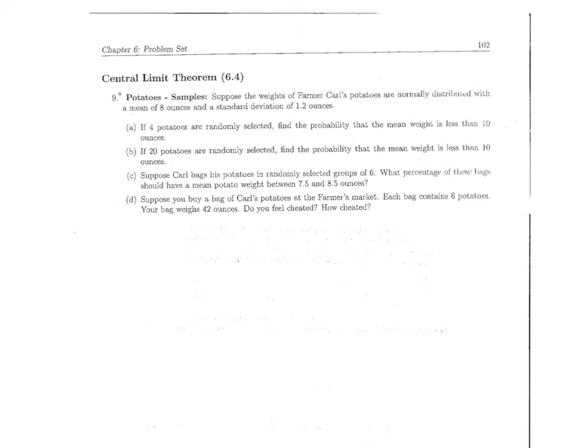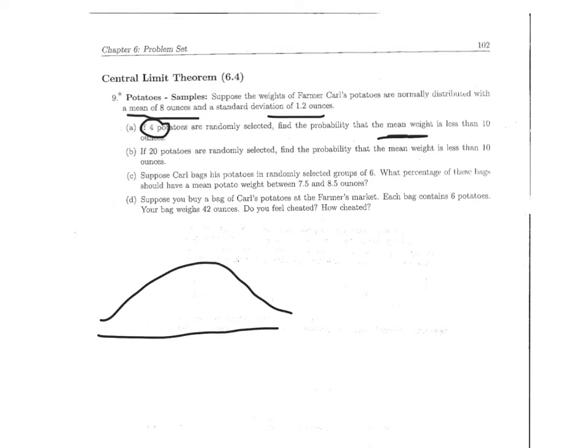Now they're telling us that the average weight for these potatoes is 8 ounces and the standard deviation is 1.2. What if we get a sample of 4 potatoes? They want us to find the probability that the average weight, the mean weight for those 4 potatoes, is less than 10 ounces.